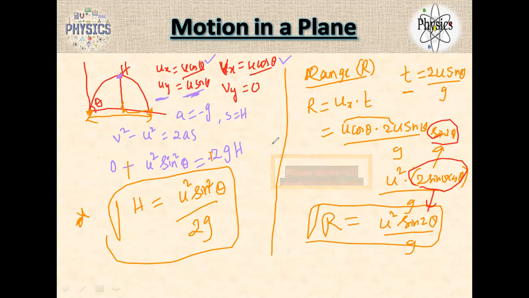Did you copy these two formulas? H is equal to u square sin square theta by 2g, and range is u square sin 2 theta by g. Keep it in the brain, you don't need to write it. If you remember how we got these equations, you will never forget them. The way we did it, you have to remember.